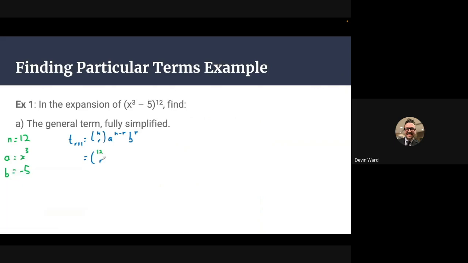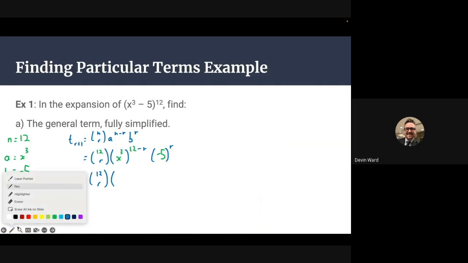12 choose r times x cubed to the power of 12 minus r times my b, which is negative 5 to the power of r. So I don't know what r is, but I can simplify this a little bit. I still have 12 choose r, and then I can simplify this bit. I don't think I need brackets anymore.